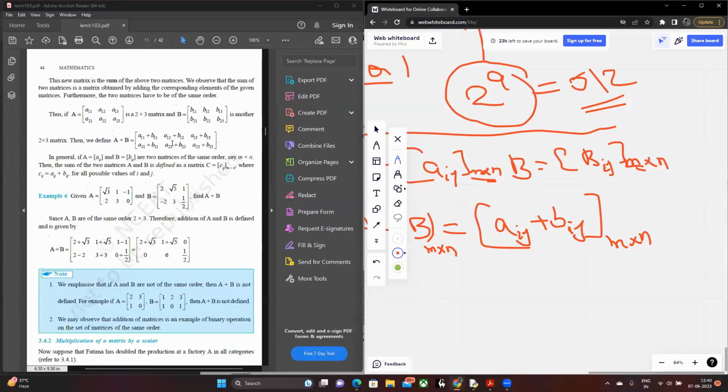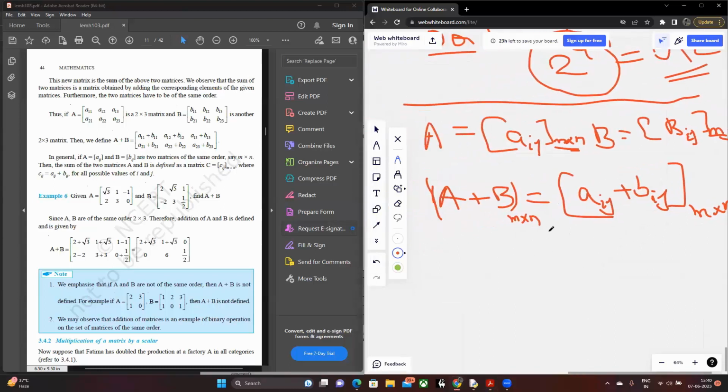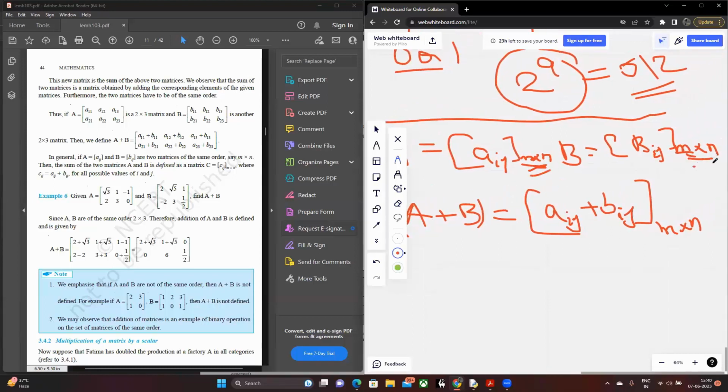All right. So we basically define A plus B, if A and B are 2 cross 3 matrices, as A11 plus B11, A12 plus B12, A13 plus B13, A21 plus B21, A22 plus B22, and A23 plus B23. Or basically you can represent it in this form. This subscript is not necessary, but I've written it so it's easier to recognize that only if A and B have the same order is this defined.